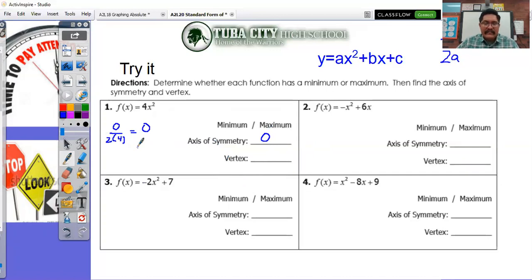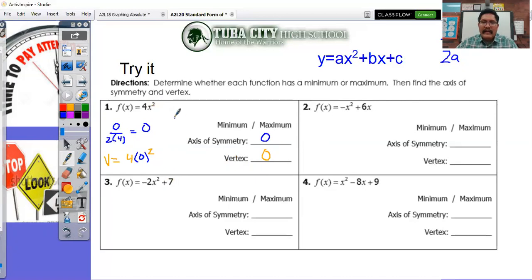To find the vertex, what we need to do is plug the axis of symmetry into our original equation. So I'm going to go ahead and look for the vertex in this case. So I'm going to plug in 4 times our number here, which in this case was 0, in for x. So instead of 4x squared, I get 4 times 0 squared. And if we square 0, we get 0. 0 times 0 is 0. And 4 times 0 is still 0. The multiplicative property of 0 says that 0 times anything is always going to be 0. So in this case, our vertex is going to be 0.